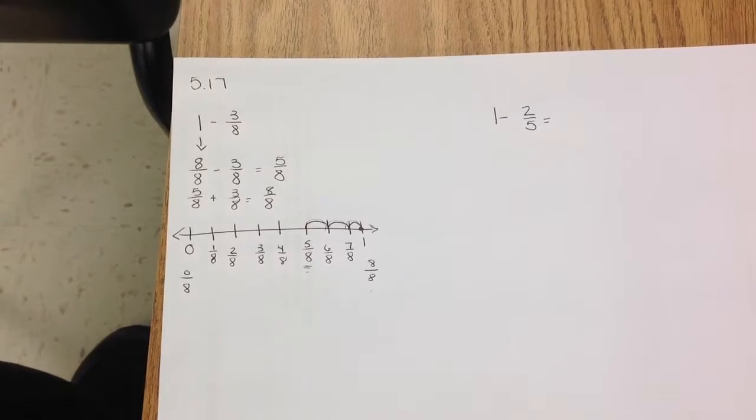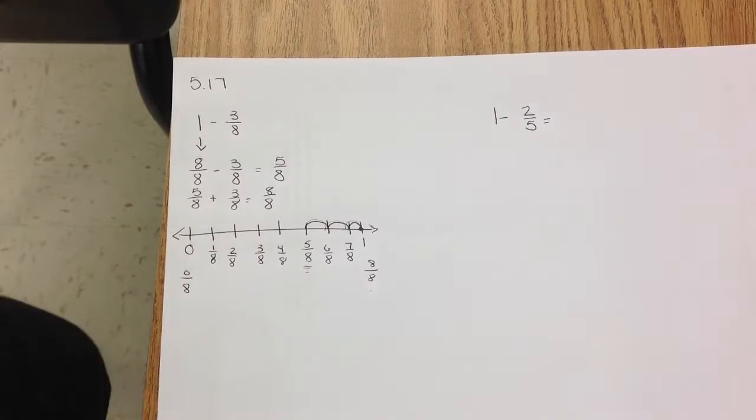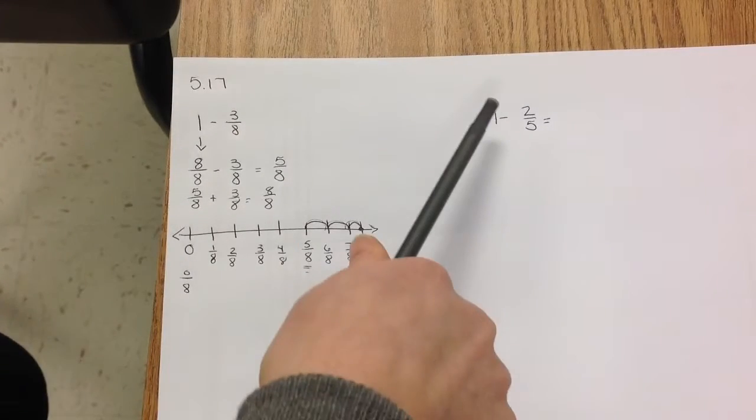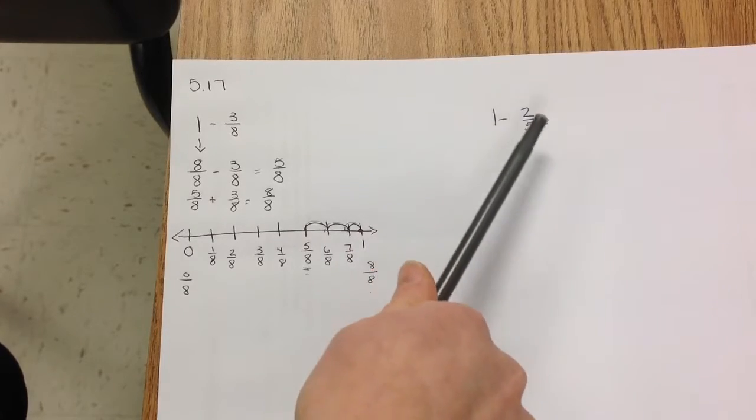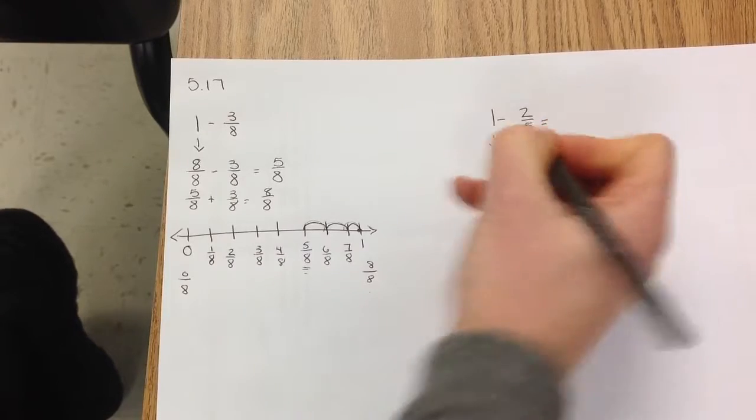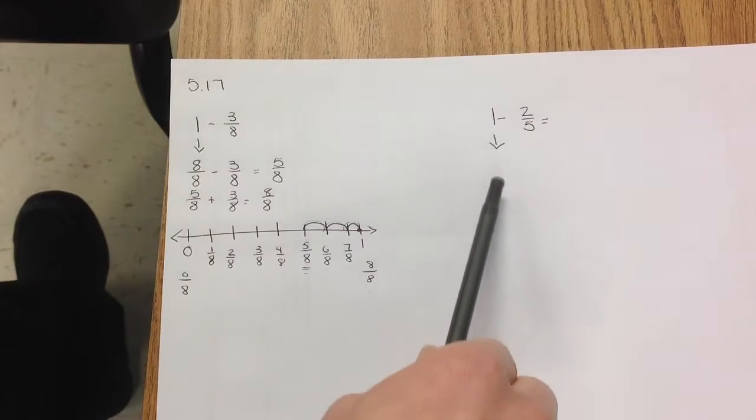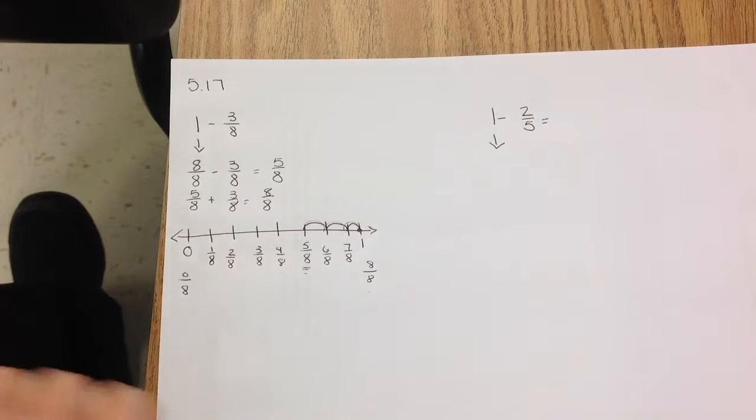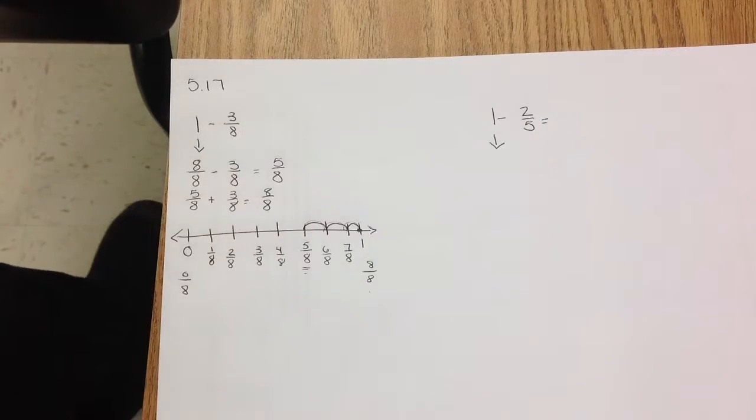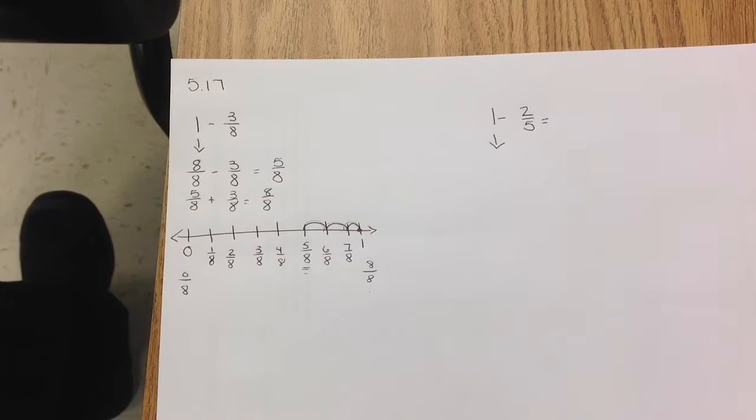Here's your next problem. If you need to use a number line, you can. If you don't need to, that's fine. I want you to figure out what 1 minus 2/5 is by decomposing that 1 into a fraction that represents a whole that will help you. Remember, we're dealing with fifths. Go ahead and figure that out. Pause while you do this.